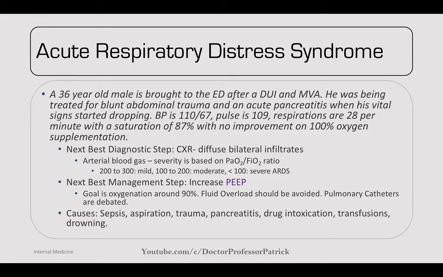Somebody with ARDS is going to have diffuse bilateral infiltrates, or a whiteout of their lung. On arterial blood gas, you can look at severity based on the PaO2 over FiO2 ratio. Somebody 200 to 300 is usually mild, 100 to 200 is moderate, and less than 100 is severe ARDS. So the next best step in management is to increase the PEEP, the positive end expiratory pressure. The goal is for oxygenation around 90%, and fluid overload should be avoided. So your pulmonary catheters are often debated here. Causes are sepsis, aspiration, trauma, pancreatitis, drug intoxications, transfusions, and drowning.